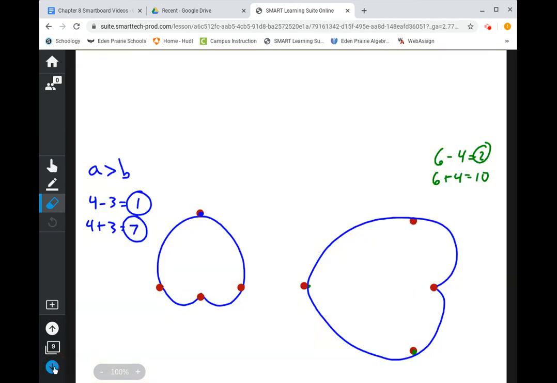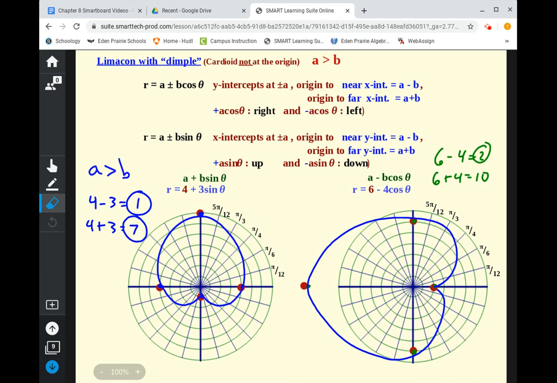Take a look at that answer, and there it is. A limaçon with a dimple where A is greater than B. A is greater than B. And you can see how it goes around the origin.